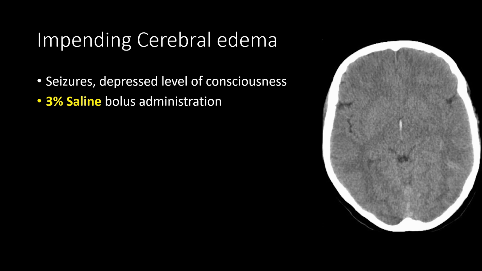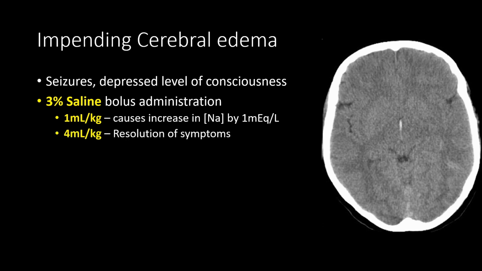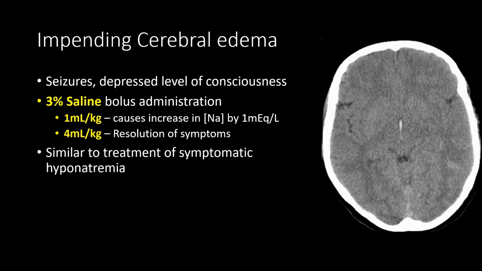So we have to give 3% saline. 1 ml per kg of 3% saline can cause an increase in sodium by 1 mEq per liter, and a dose of 4 ml per kg can cause the resolution of symptoms, similar to the treatment of symptomatic hyponatremia.